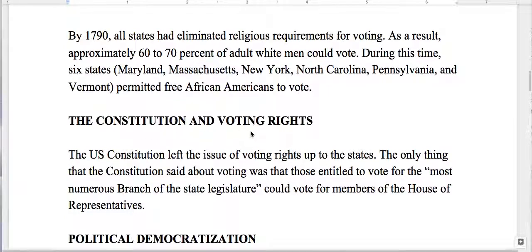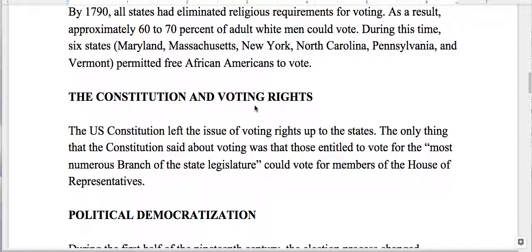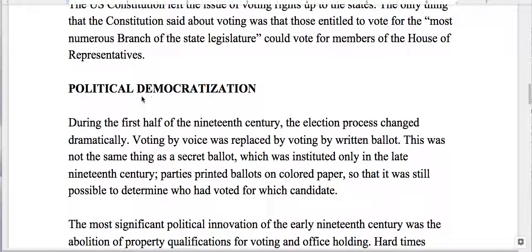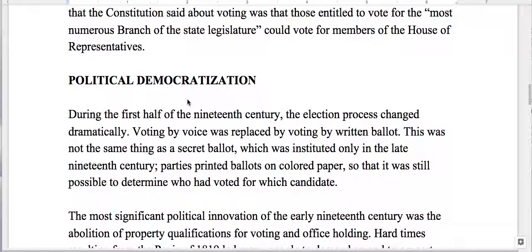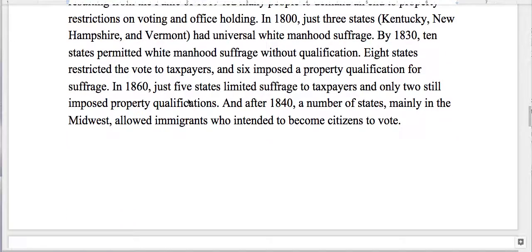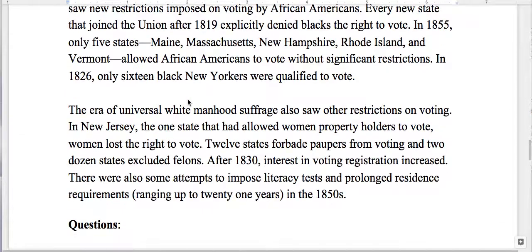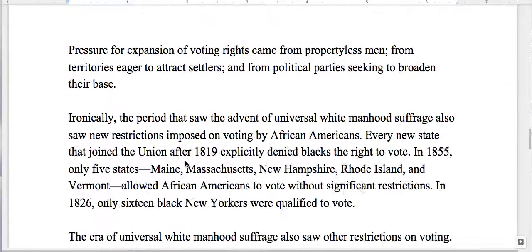Then the Constitution and voting rights. So the Constitution comes into play and maybe changes that. And then we have political democratization, which is where maybe the voting rights are expanding or getting more democratic. More voices are being heard. And then it leads to the questions.